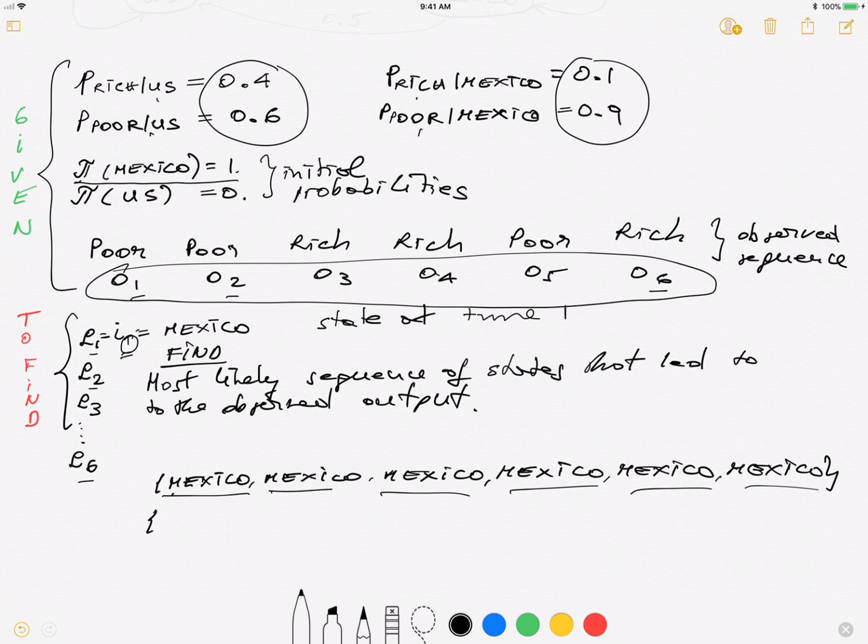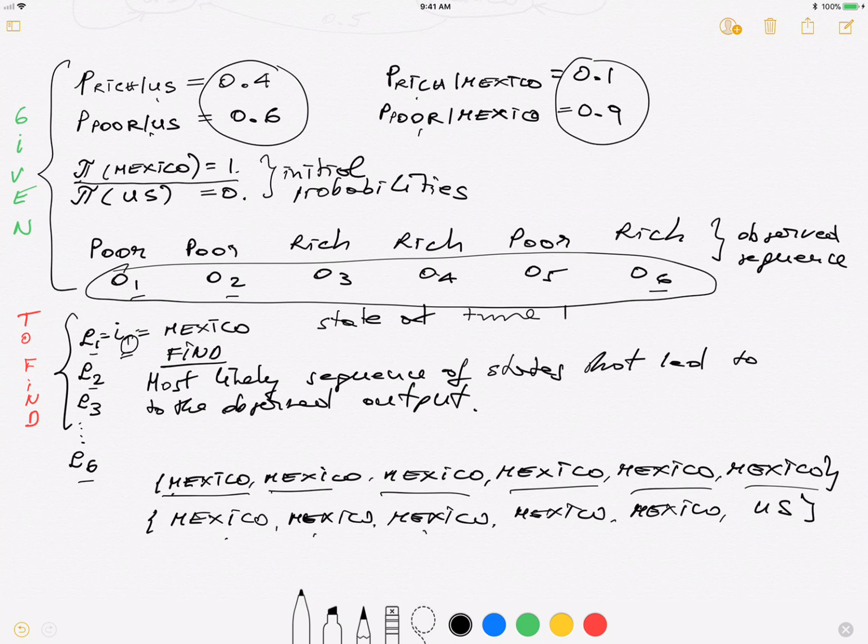And of course, the next possible sequence would be Mexico, Mexico, Mexico, Mexico, Mexico, US. So this means the family stayed in Mexico for 1, 2, 3, 4, 5 years, and then the family moved to the United States.